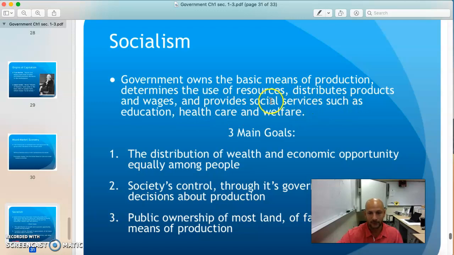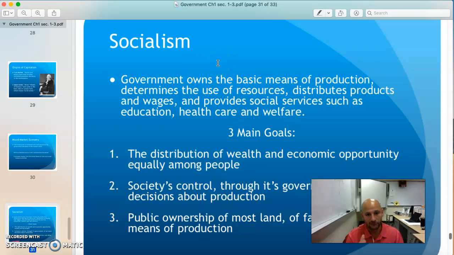And this is interesting. Social services, education, healthcare, welfare, these things are very socialistic ideas. When you come to school, it's a socialist idea. All right, anything the government provides for the people is known as socialism, socializing the economy. Okay.